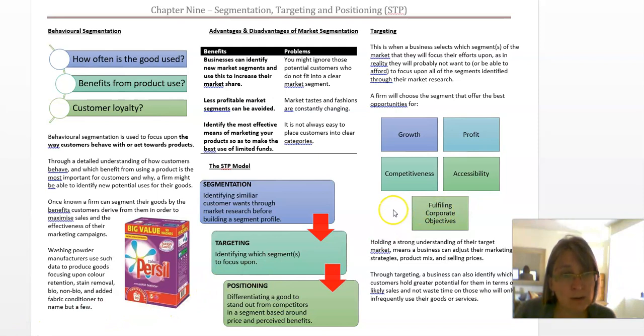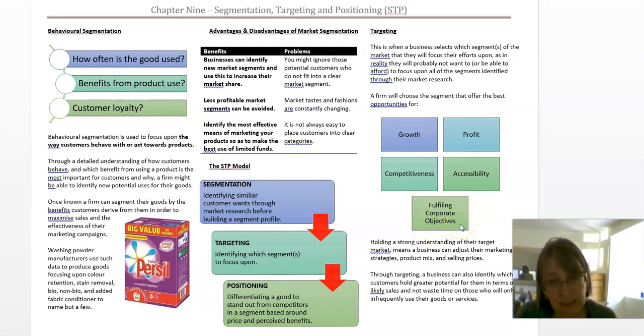So why would you target a particular group? Well, you may feel that that group will offer the most growth for your product. You may feel that they will offer the most profit. You may feel that this is the most competitive area. Perhaps it's been ignored by others. It may be the most accessible. Or it may be not that it will be the most profitable, but it suits the objectives of your corporation.